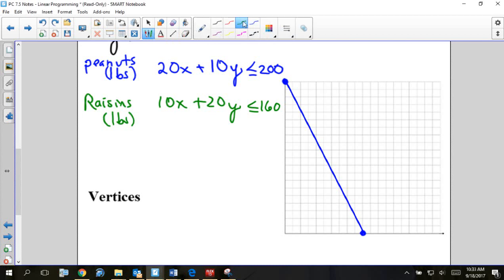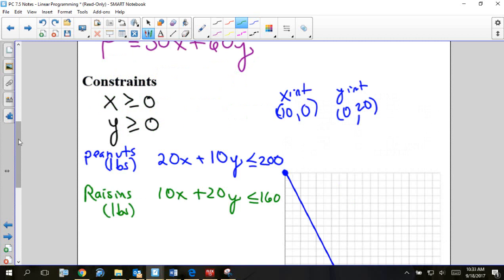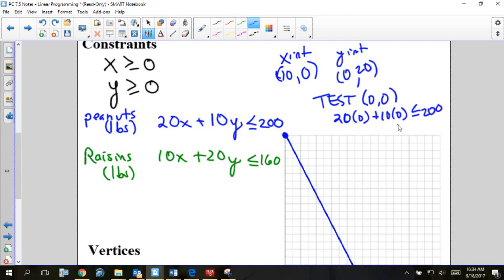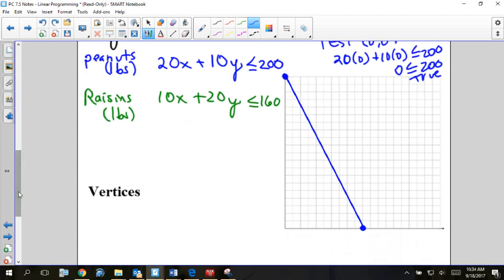I also have to do shading for this one because it's an inequality. So when we have the less than or greater than symbols, we're going to have to shade. So I have to test a point to shade. It looks like I can test 0, 0 for this one. So I'm going to plug it in. And that's true, so I will shade towards 0, 0, eventually, when I find the other one.